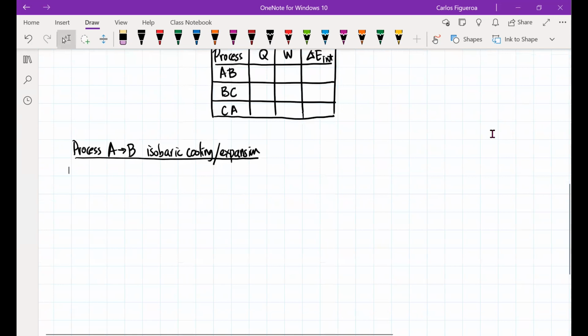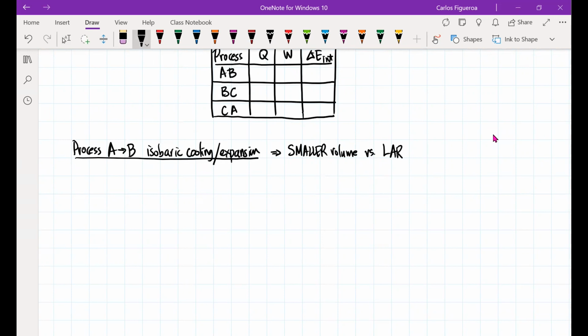So what I'm seeing here is that when I start to look at this, I want to keep in mind that I have a smaller volume versus a larger volume with the same pressure. So now I'm going to go through the 3 steps here.